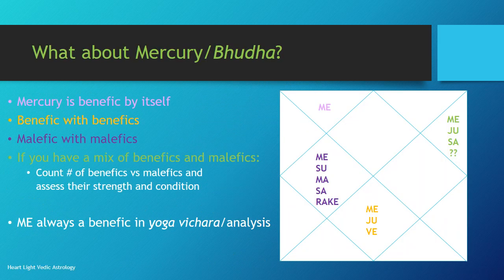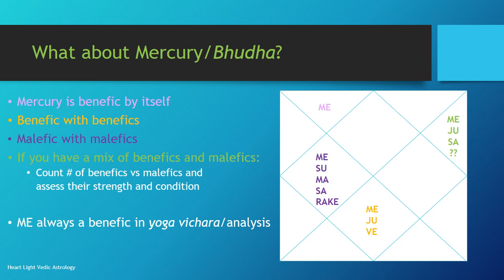And then there's Mercury, or Buddha. Mercury can swing either way. If you look at this chart here, I have 3 different houses that show the different ways Mercury can show up. If Mercury is by itself, as in the second house here in that lavender color, it is considered a benefic planet. It tends to give benefic results.